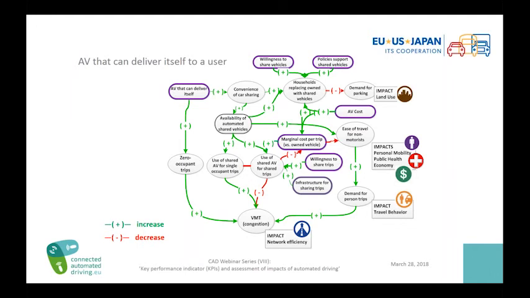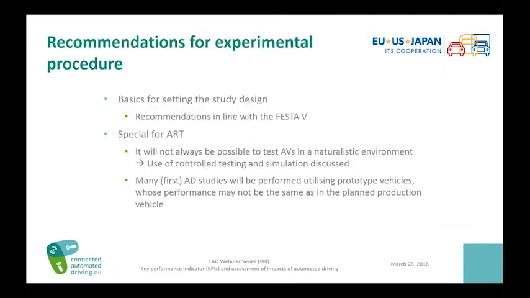The report gives some examples on how to describe them, and then, depending on what you are assessing, you can create such graphs for your own study. Here is an example. An automated vehicle that can deliver itself increases the convenience of car sharing, which increases the households replacing owned with shared vehicles, and then it decreases the demand for parking, which has implications for land use. So this kind of graph can be made.